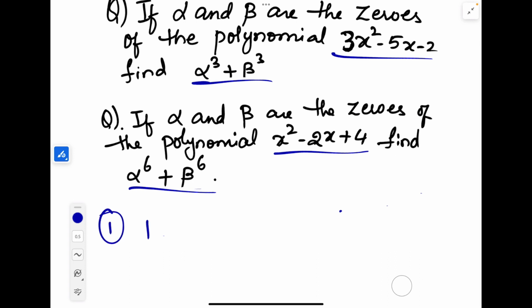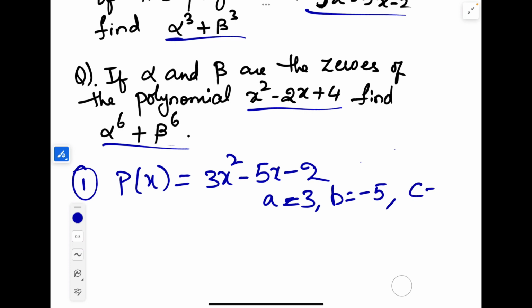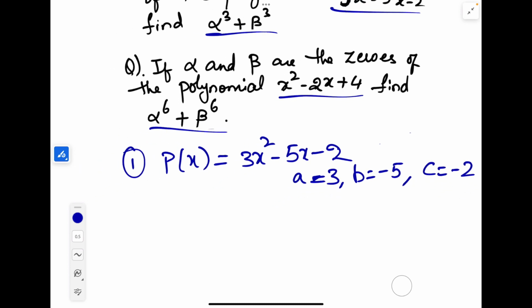So the first question, the polynomial given is 3x square minus 5x minus 2. This is in the standard form. Quadratic standard form is ax square plus bx plus c. So let us write down what is a. A is nothing but the coefficient of x square, which is 3. B is nothing but the coefficient of x, which is minus 5. C is the constant term, which is minus 2.